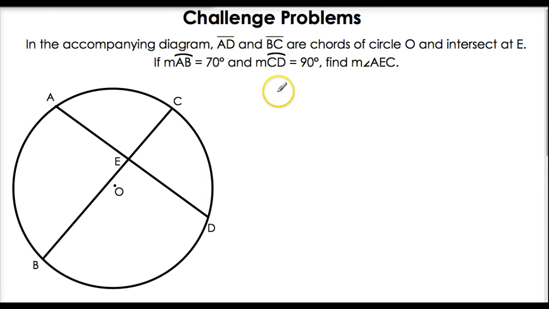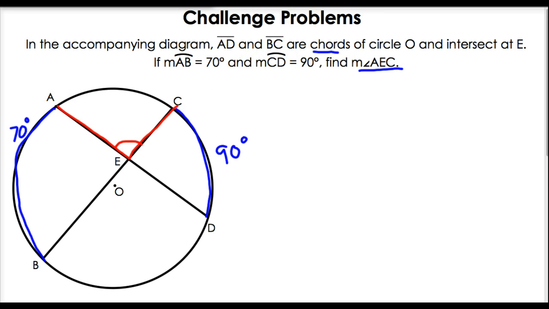Now we got two challenge problems here, and I'm just going to walk you through them. All right. In the diagram, AD and BC are chords on circle O, and they intersect at E. The measure of arc AB is 70 degrees, so let's write that in. AB is 70 degrees. And the measure of arc CD is 90 degrees. What is the measure of angle AEC? And AEC is this angle right here, right?